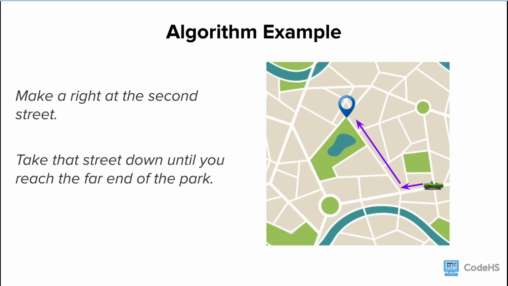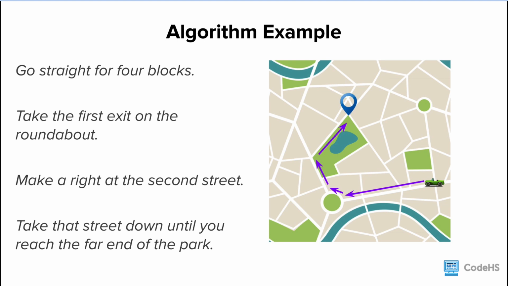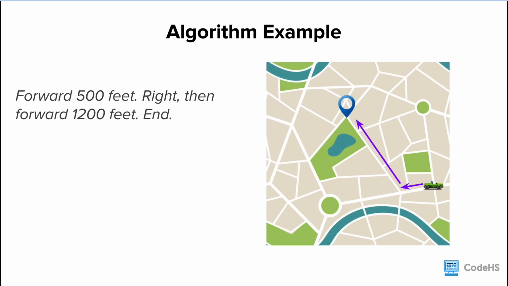In this example of an algorithm, the path that the green car has to take is very clear. The program is two simple steps. Make a right at the second street, and take that street until you reach the far end of the park. What if we were given these instructions instead? We would still arrive at our destination, but this algorithm is unnecessarily long. It's not the most efficient path from the starting point to the ending point.